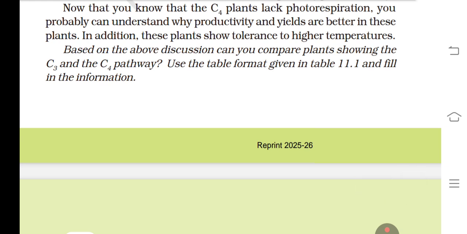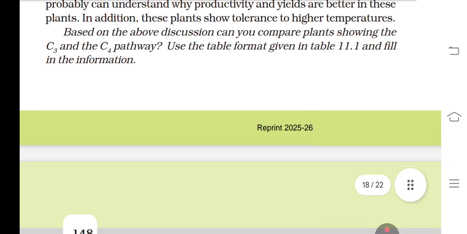Now that C4 plants lack photorespiration, you probably can understand why productivity and yield are better in these plants. In addition, these plants show tolerance to high temperature. Based on the above discussion, can you compare plants showing C3 and C4 pathways?